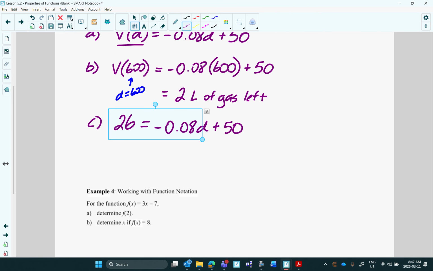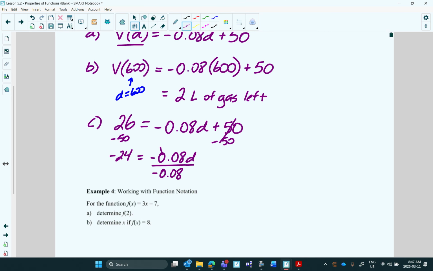So how do we solve this equation? Yeah. Subtract 50. Subtract 50. And I get negative 24 is equal to negative 0.08 times D. Divide both sides by negative 0.08 to get D by itself. And D works out to what, 300? And remember, D is distance driven, so that's 300 kilometers.